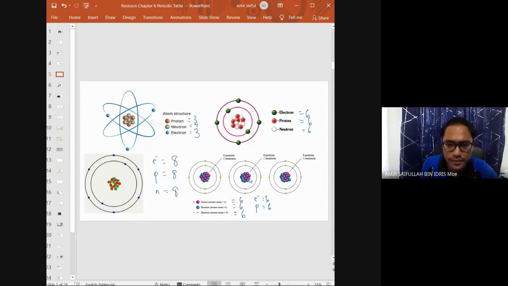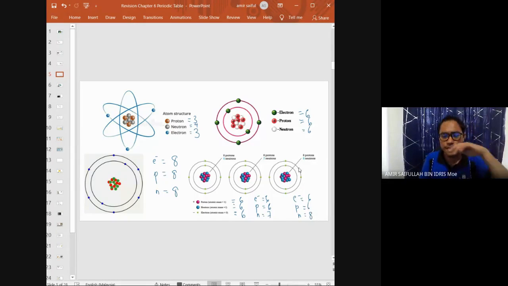Purple is the proton. So the neutron here, if we count, 1, 2, 3, 4, 5, 6, 7. So we got 7. For this one, the electron is 6. The proton is the purple one, so 1, 2, 3, 4, 5, 6. But then the neutron is 1, 2, 3, 4, 5, 6, 7, 8. So we got 8. So this is how you classify. You try to find the number that has the same number as the electron. So that will be your proton.